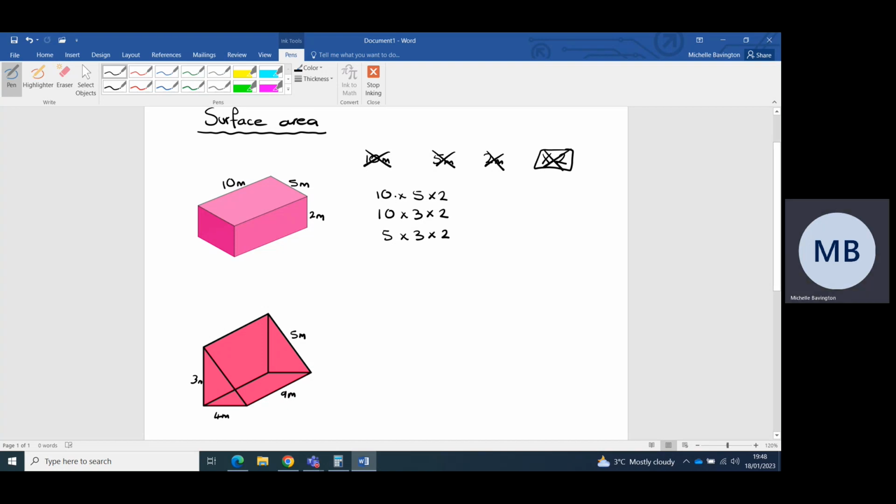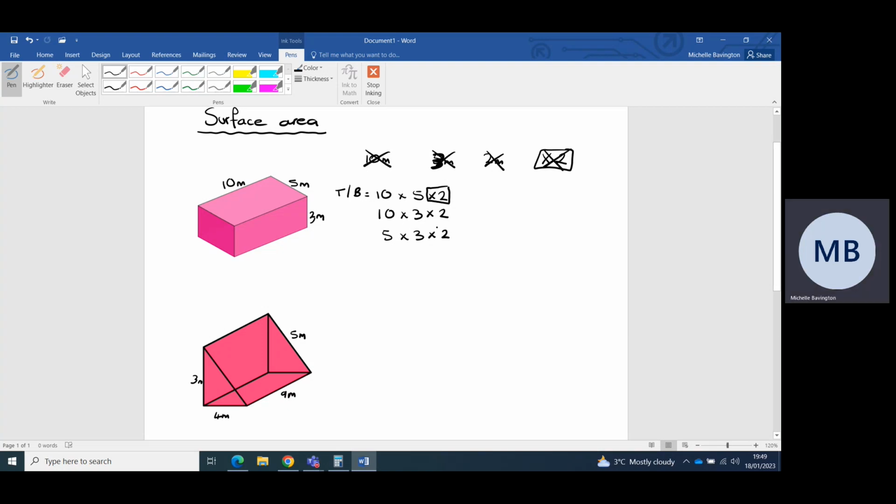Now the 10 by 5 is the top, and the bottom is going to be the same. That's why I've times it by 2. So that's the top and the bottom. The 10 by 3, I've done 5 there, I'm going to change that to 3. I don't know why I put 5 there.